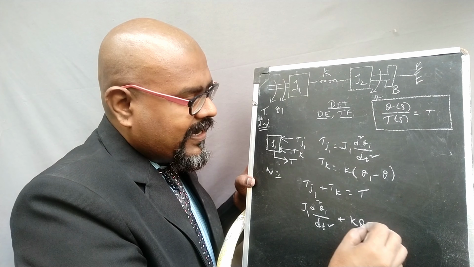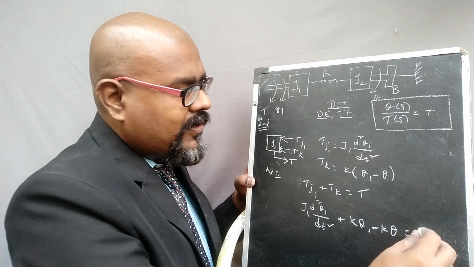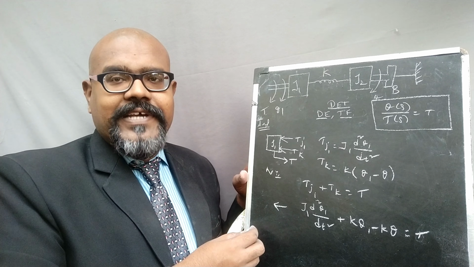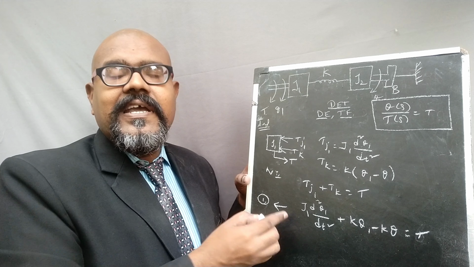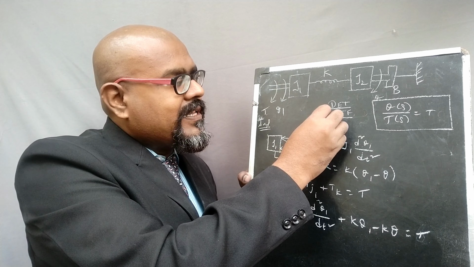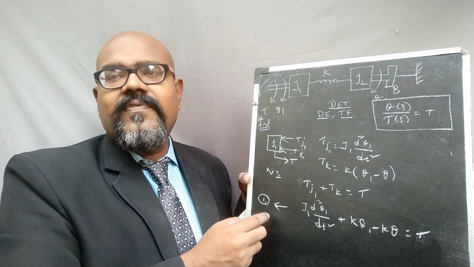Then we got Kθ1 − Kθ = T. After the substitution of Newton's second law of motion, this equation is considered as equation number 1, and this is the differential equation of mass J1. Okay, the first question they were asking is the differential equation of J1 and J2. So this is the differential equation of J1.